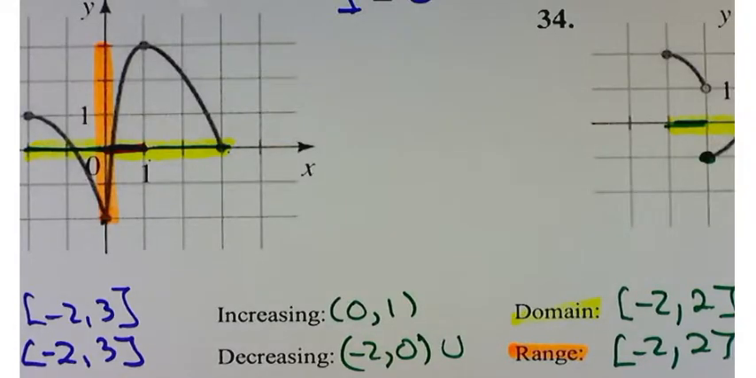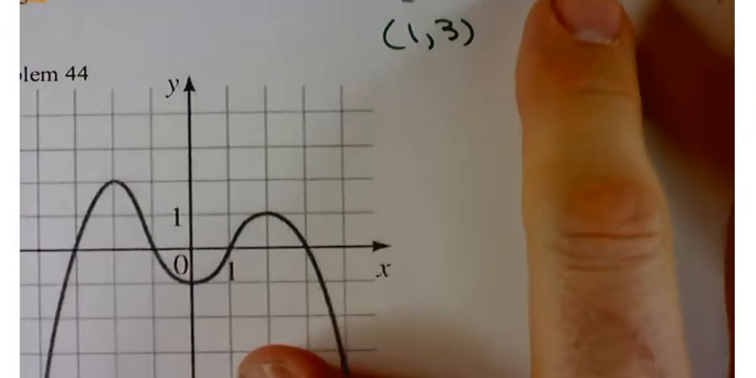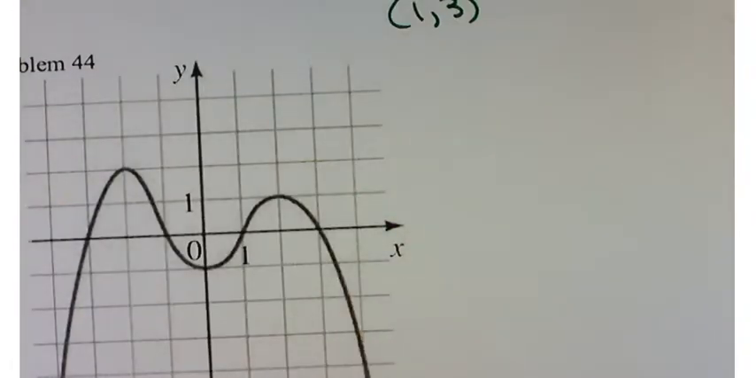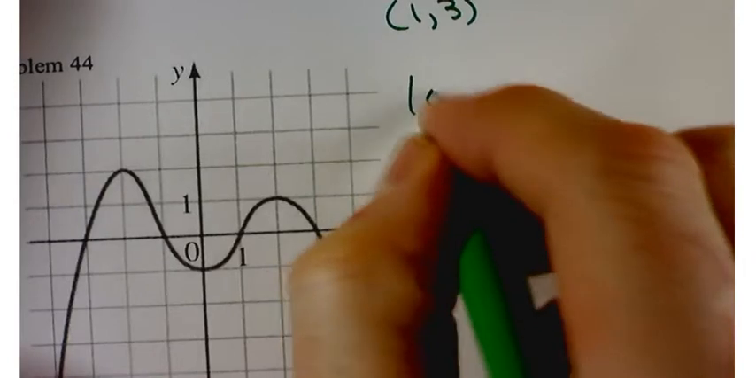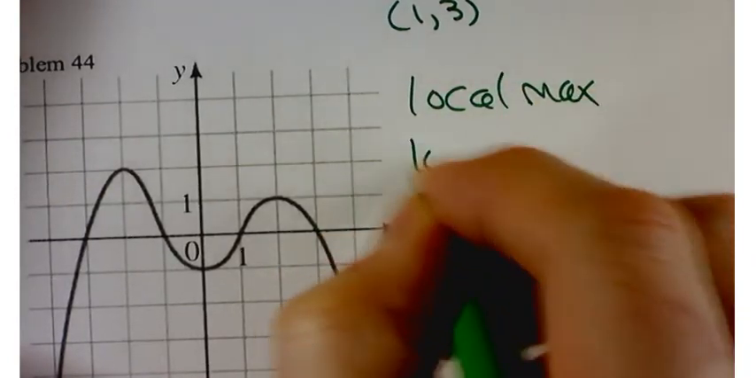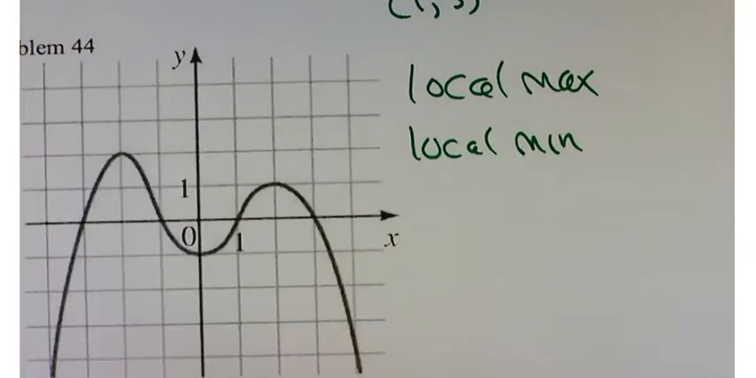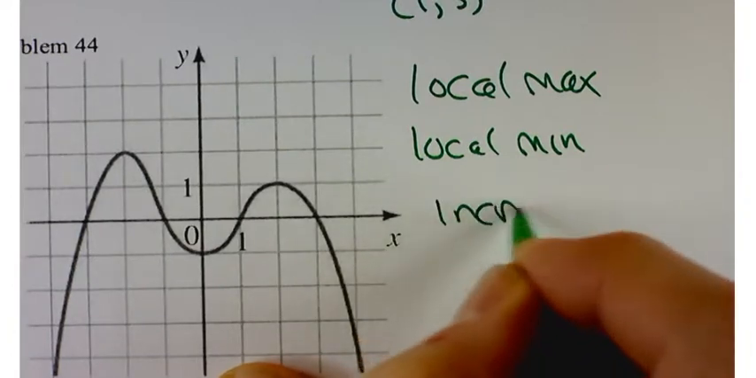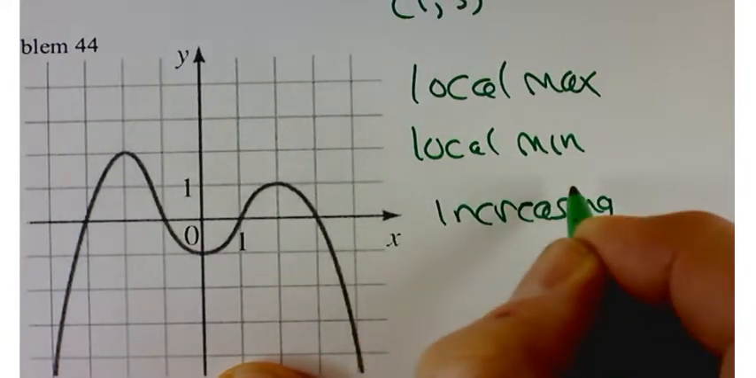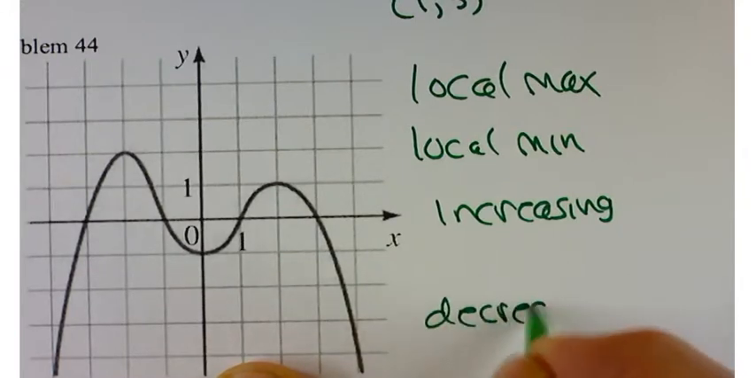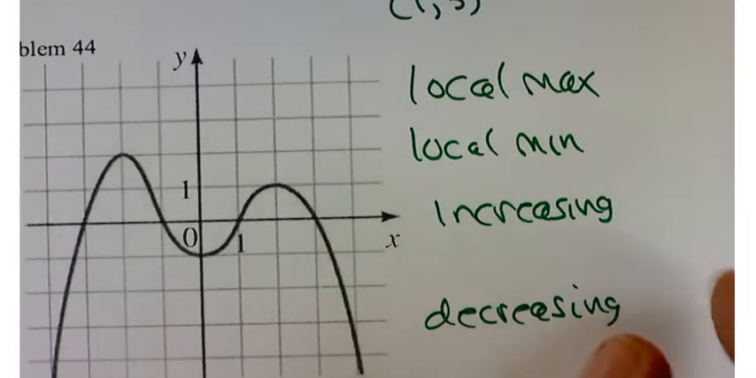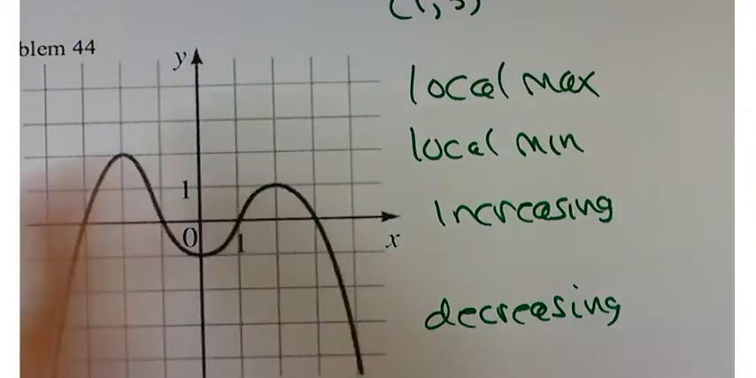And with that, let's take a look at problem number 44. I can ask several things here. I can ask for the local max, the local min. And when I do that, I'm looking for the x-coordinates of the local max and local min. And let's also work on where it's increasing and decreasing. So how about this first point?